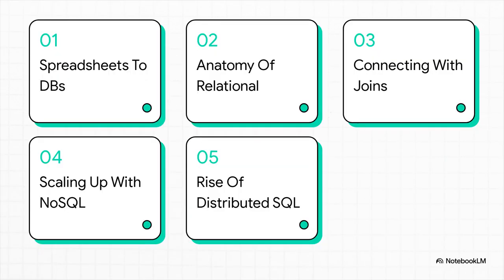Okay, let's dive into this. Here's our roadmap for today. 1. From spreadsheets to databases. 2. Anatomy of relational databases. 3. Connecting data with joins. 4. Scaling up with NoSQL. And 5. Rise of distributed SQL.